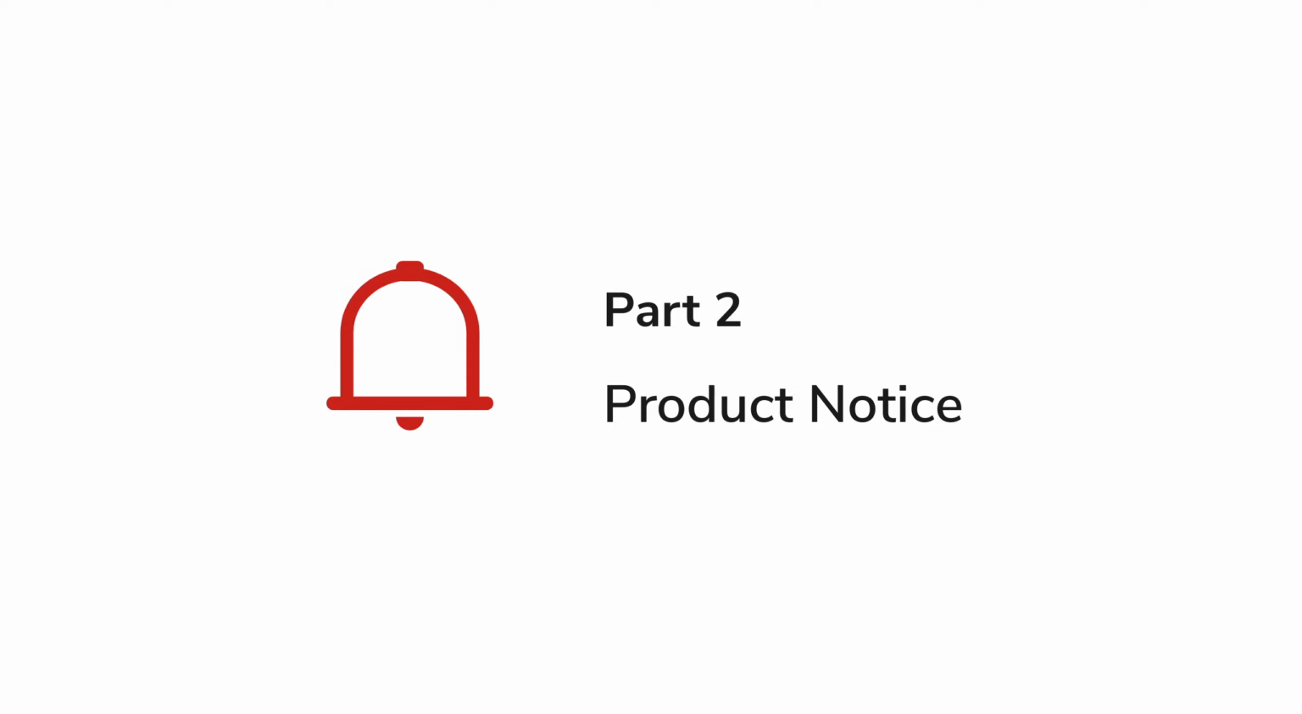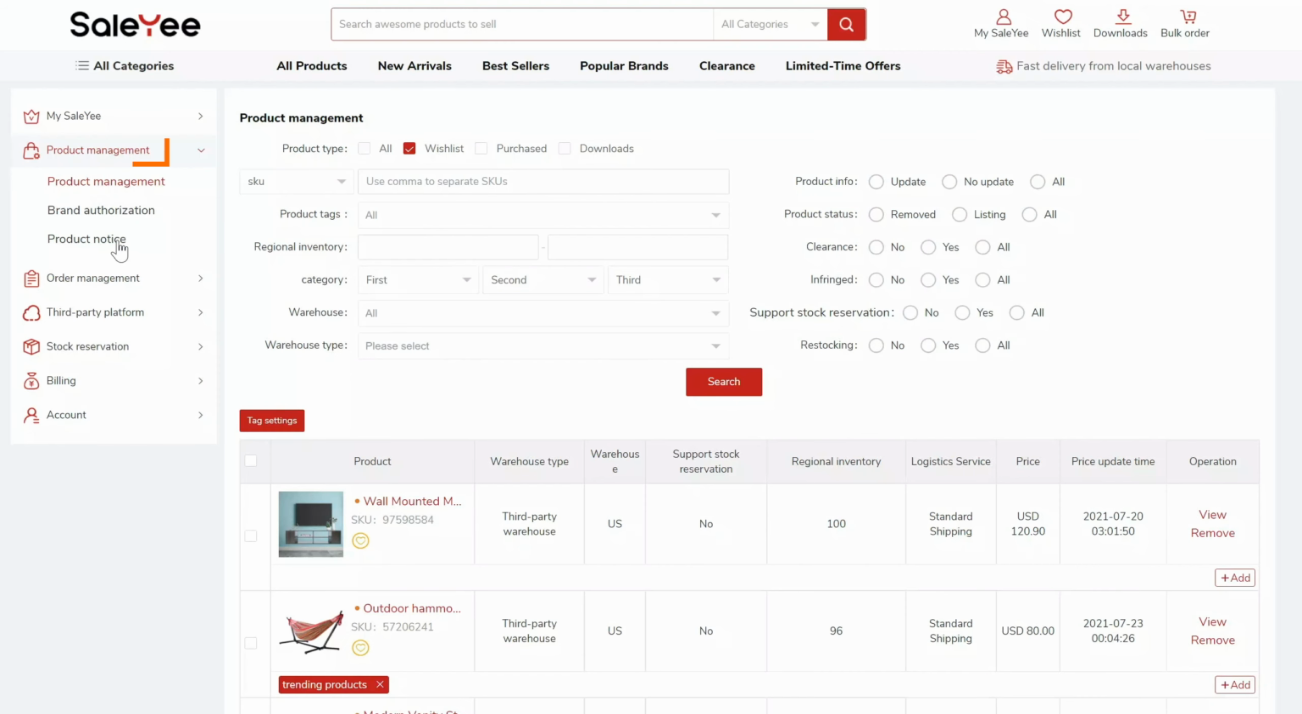Part 2 is Product Notice. Next, let's move on to Product Notice, which informs you of the stock changes. Go to Product Management, Product Notice.